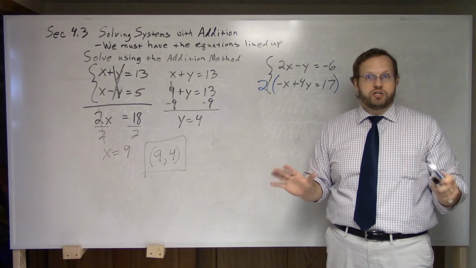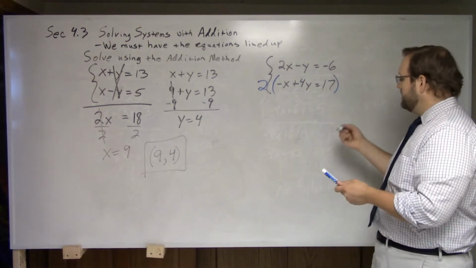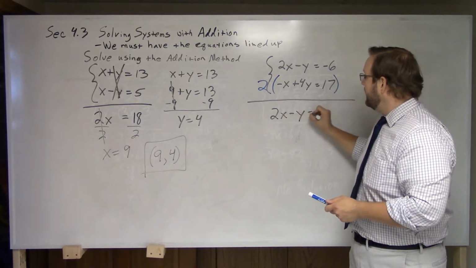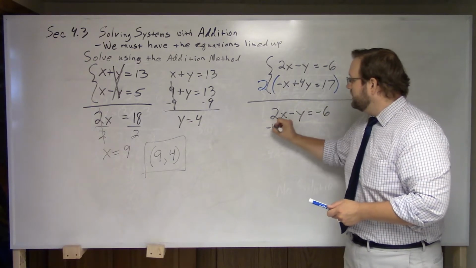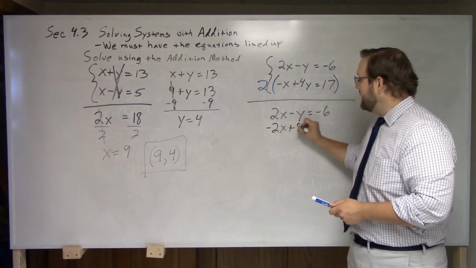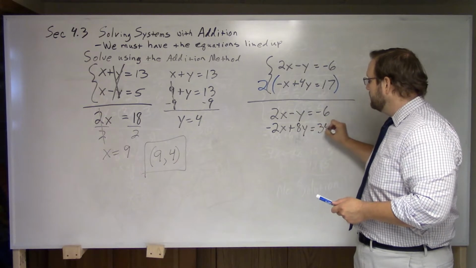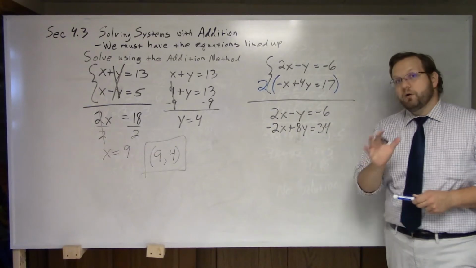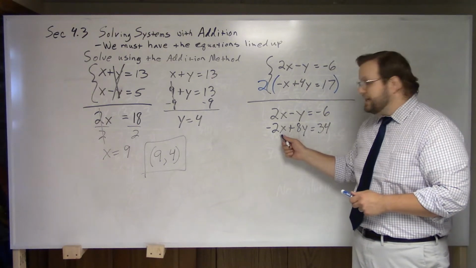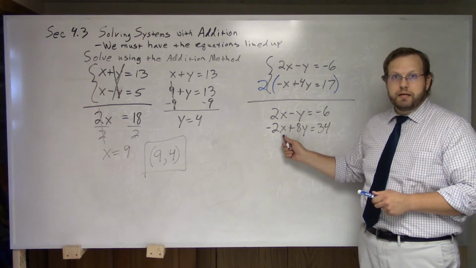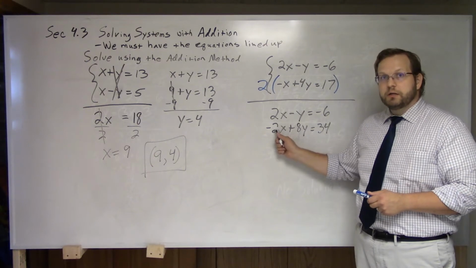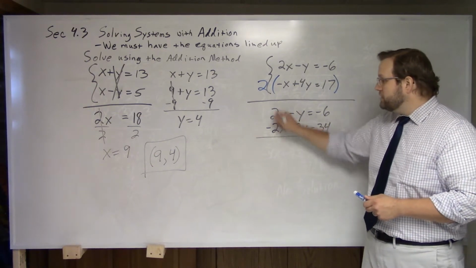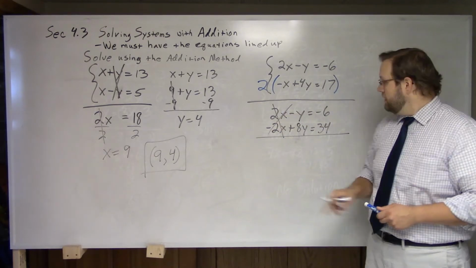That's a legitimate move. So what I end up with is 2x minus y equals -6, then -2x plus 8y equals 34. Now look what happened. Now these x's are opposites. They have to be the same number, opposite signs. And once I get that, 2x minus 2x eliminates.